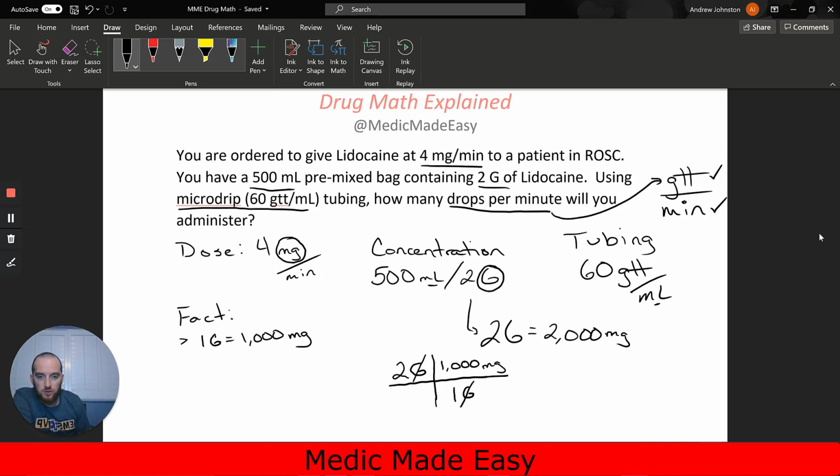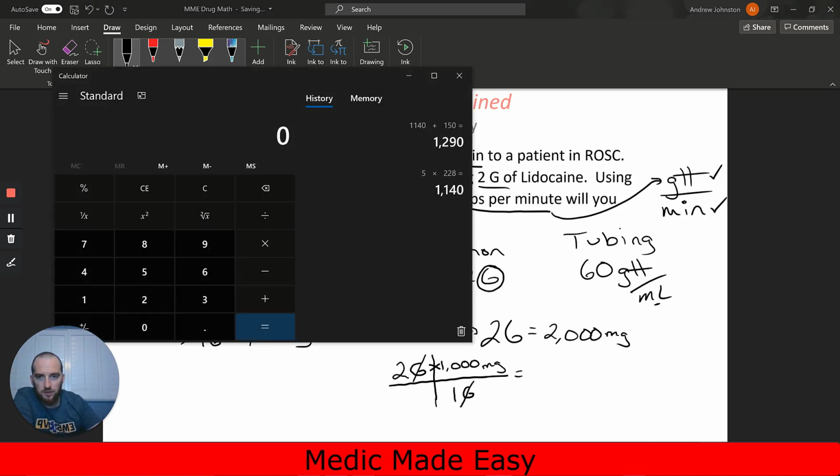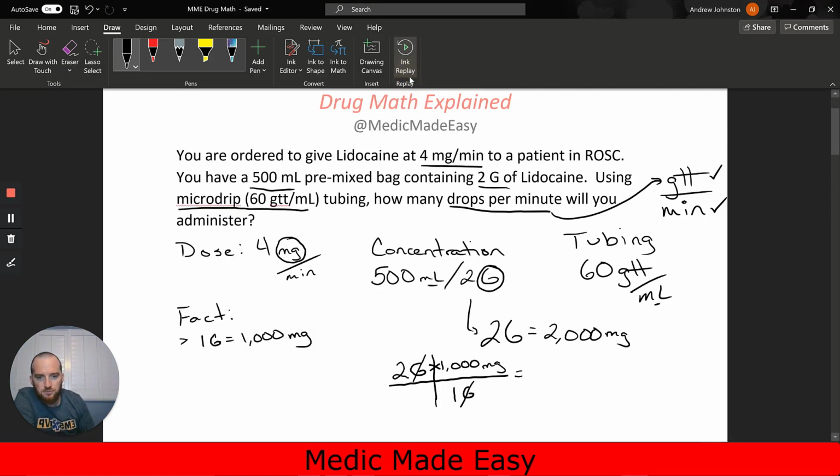So 2 times 1,000, and we can get our calculator. If there was ever a doubt about doing the math, or you weren't that comfortable with it, it's not a problem at all. The nice part is National Registry allows you to pull up the little calculator widget on the computer inside the testing center, so you don't have to figure out any of that math. So we do 2 times 1,000, and that gives us 2,000. Multiplying across the top, 2 grams times 1,000 is 2,000.